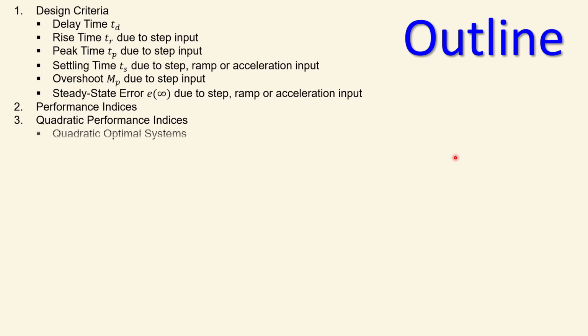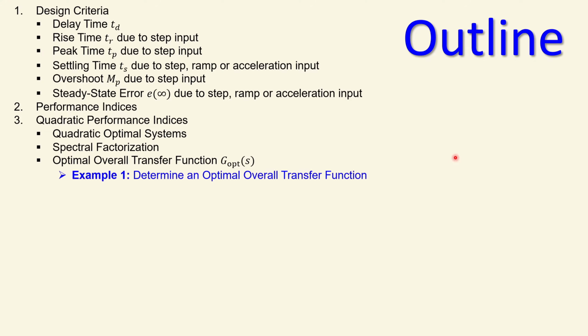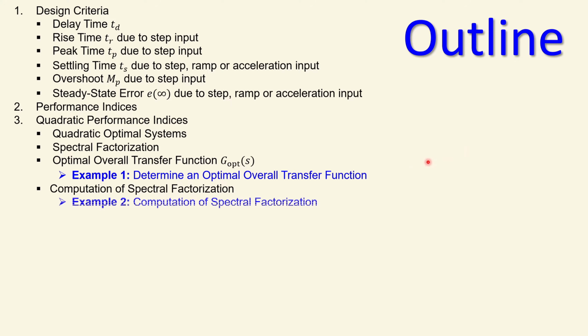and also specifically the optimal system, and also discuss the spectral factorization theorem, and also the optimal overall transfer function. Then we will give a numerical example to discuss the situation in more detail and determine there an optimal overall transfer function. We will also discuss how to compute a spectral factorization using hand calculation and also in MATLAB, and do that also using an example.